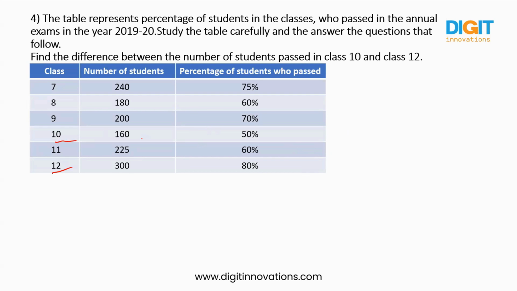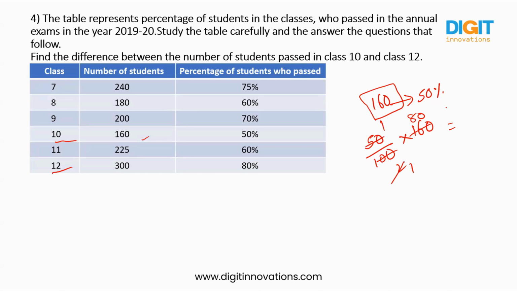We know total members for 10th class are 160, and only 50% got pass here. That means in 160, 50% means 50 by 100 into 160. Ones, twos, two ones, two eights. You can say simply 50% means it is 80. 100% means 160, 50% means half of 160, which is 80. So in class 10th, 80 members got passed.